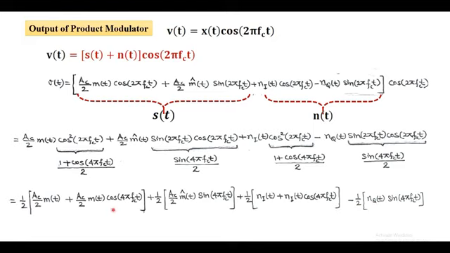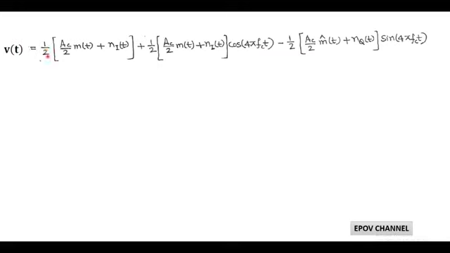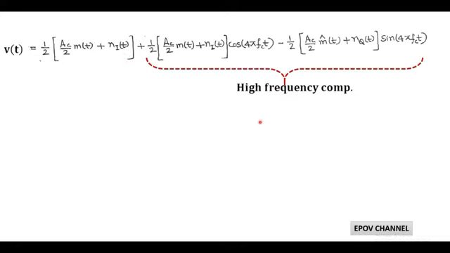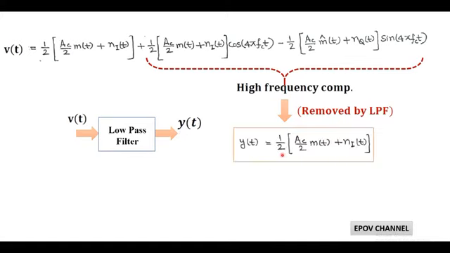Now combine the cos term and sin term together as well as the remaining terms, and we get v(t) = 1/2 within bracket Ac/2 m(t) plus ni plus high frequency terms. These high frequency terms, centered at twice fc, can be removed using a low pass filter. And the output of the low pass filter becomes y = 1/2 within bracket Ac/2 m(t) plus ni.